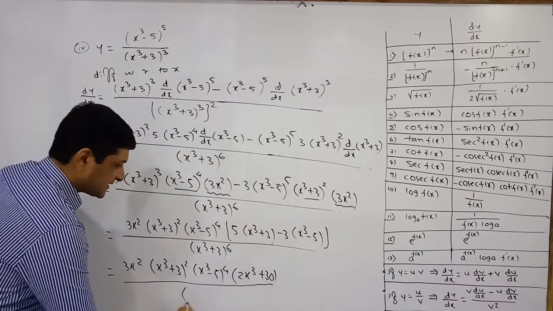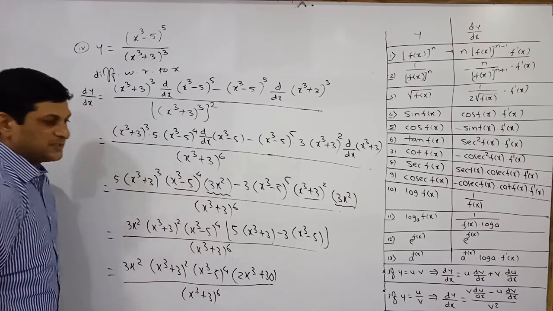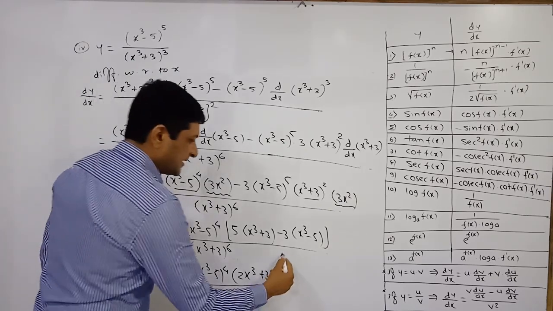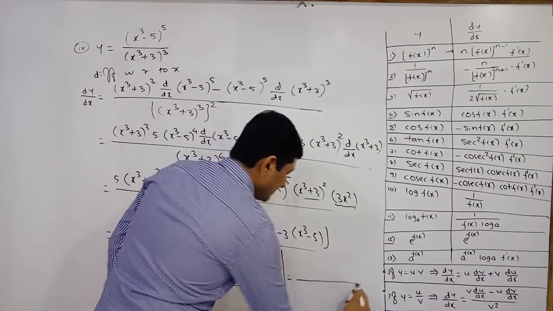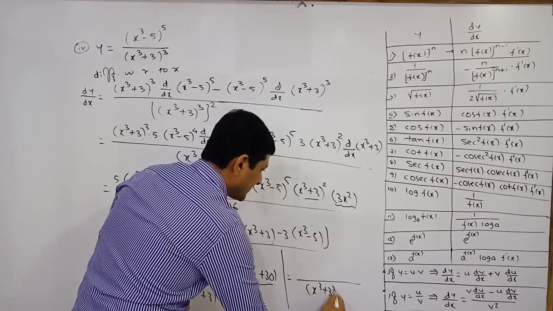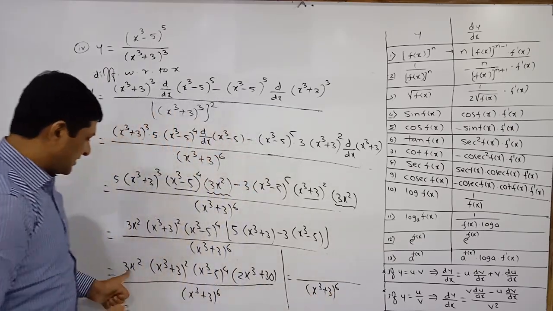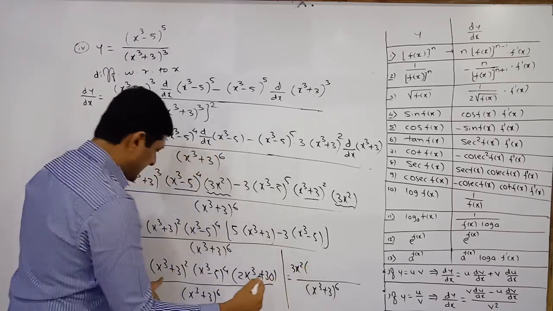Divided by x cube plus 3 raised to power 6, keep it as it is. So lastly, in the numerator, keep the denominator as it is, which equals, in the denominator, what we have got here, x cube plus 3 raised to power 6 as it is. Here keep the first term also as it is, 3x square. What is the second term?